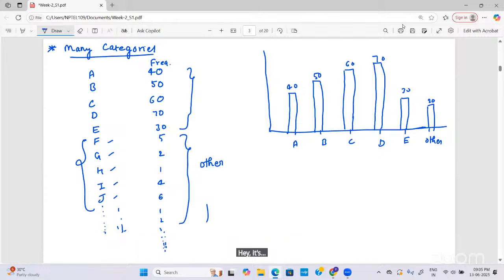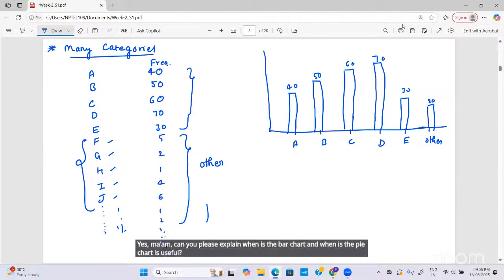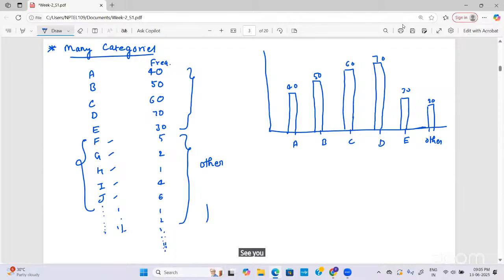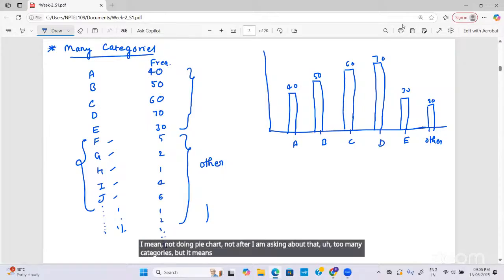Yes, ma'am. Can you please explain when a bar chart and when a pie chart is useful? I am asking about the too many categories part. Just now you said that when there are too many categories, both bar chart and pie chart are useful.